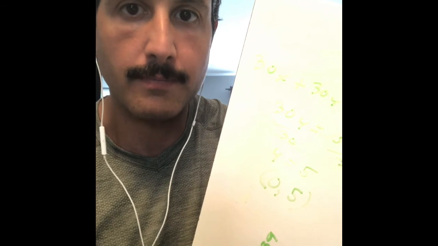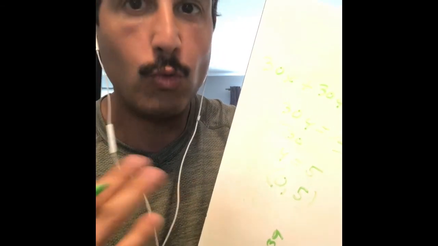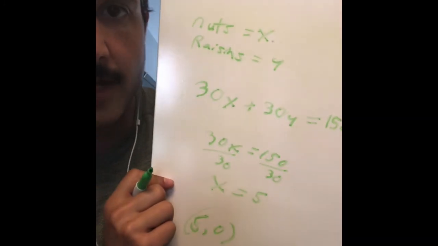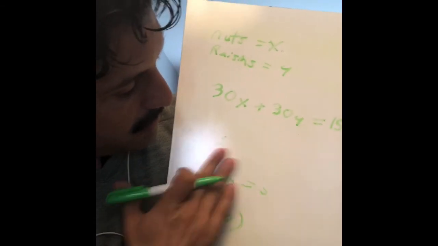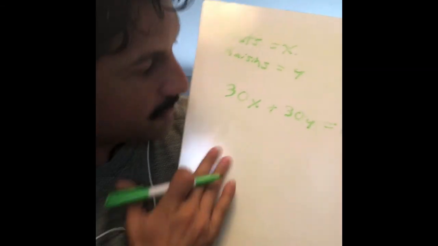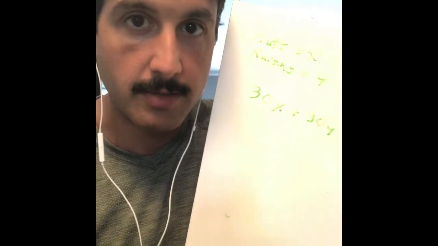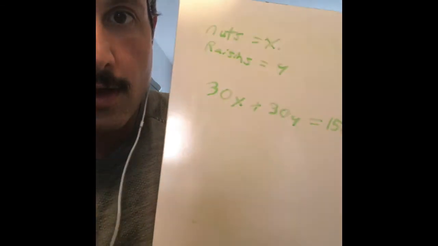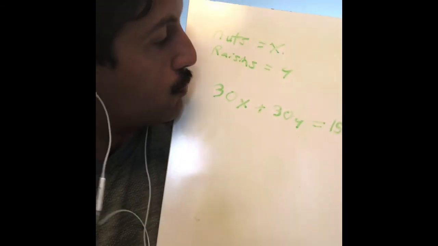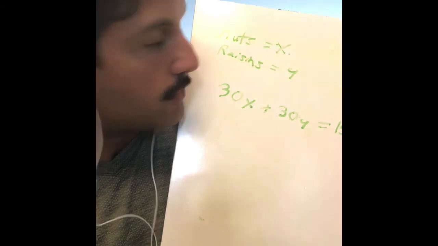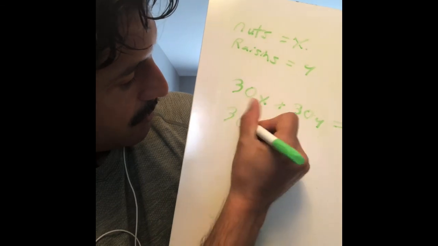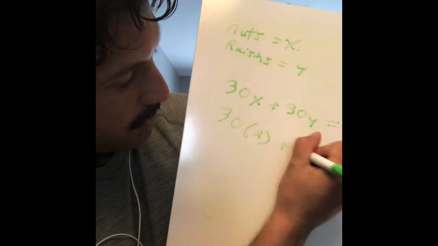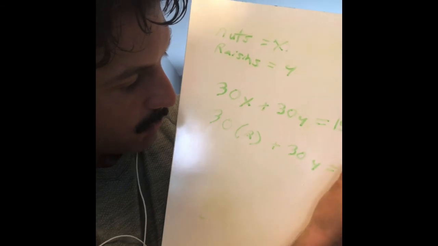I need a third one. So the third one really does not matter. I've got nuts, I've got raisins, and instead of going 0, I'm just going to randomly pick a number. So I know the 5, 0 and the 0, 5 are going to be points. I need one other point. So let's say 2 kilograms of nuts. Sure. So 30 times 2 plus 30y equals 150.